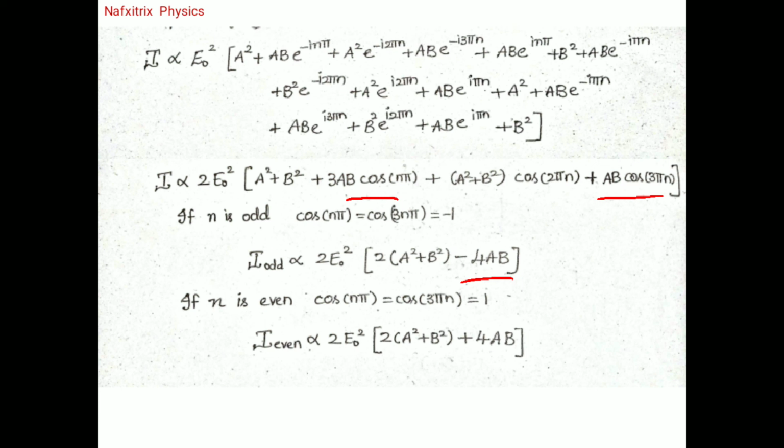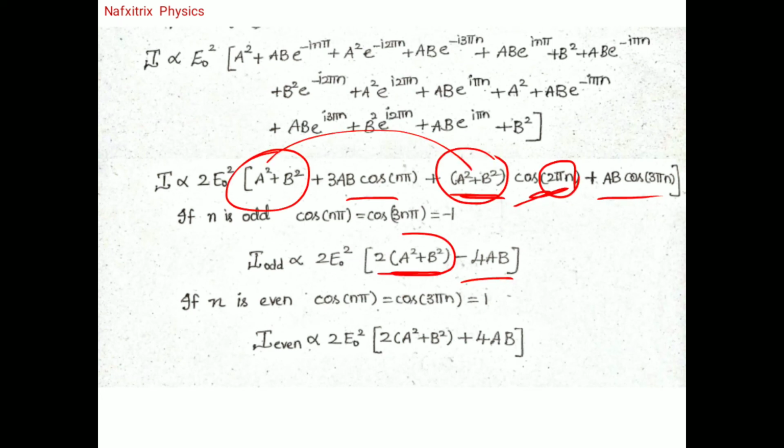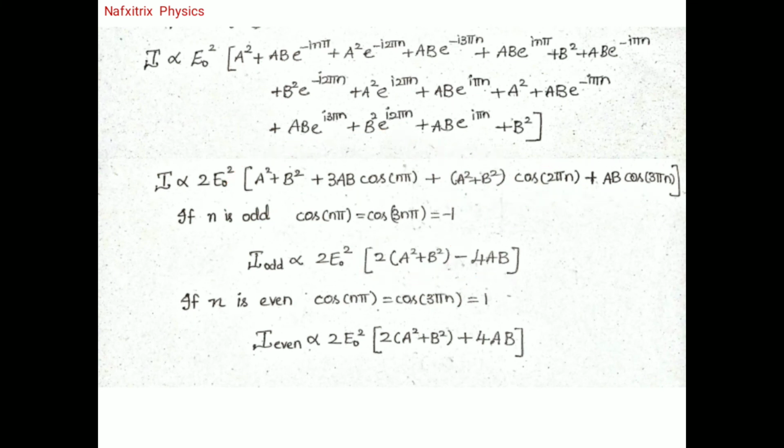And here, if n is odd also, 1 2 is 2, 3 2s are 6, and 5 2s are 10. Whatever it gets multiplied, we would get some even number into pi. Even number into pi is always a positive one. So here we would get plus a square plus b square. Here already one a square plus b square, so put together, 2 into a square plus b square minus 4ab.